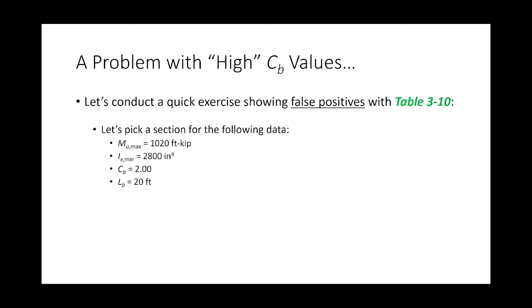We have a beam that requires a factored moment resistance of 1020 foot-kips. We have a moment of inertia requirement of 2,800 inches to the fourth. Bless you. Now look at our CB value.